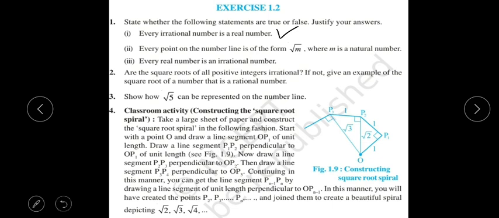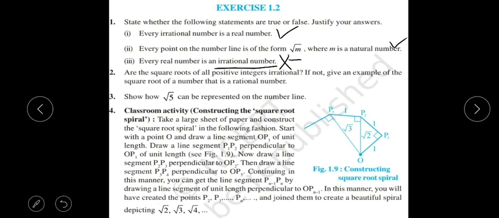Every point on the number line is in the form of root m, where m is a natural number. So, this is also true. Every real number is an irrational number. No. Every real number is not an irrational number. Real numbers are the group of rational and irrational numbers.